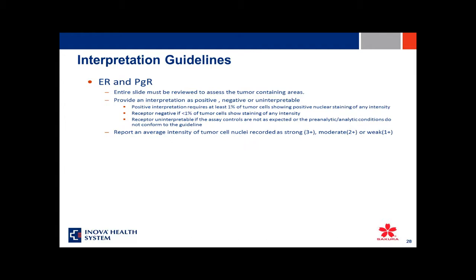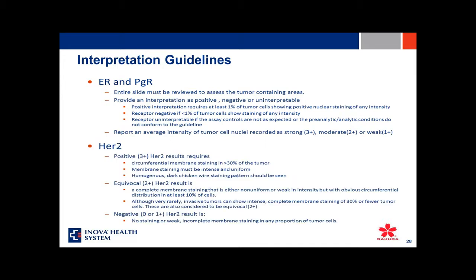And we have to report all these elements. You have to report if it's positive or negative, the percentage of cells that are staining, and also the intensity of the tumor nuclei. For HER2, there are a little bit more stringent criteria. For positive, HER2 requires membrane staining in more than 30% of the tumor cells. Even if you have an intense uniform chicken wire pattern in less than 30%, that's not considered a 3+. That should be qualified as a 2+. The important point is that the dark chicken wire pattern should be seen in greater than 30% of your tumor cells. A 2+ is a complete membrane staining that is non-uniform or weak in intensity, but you see the circumferential distribution in at least 10% of the cells.